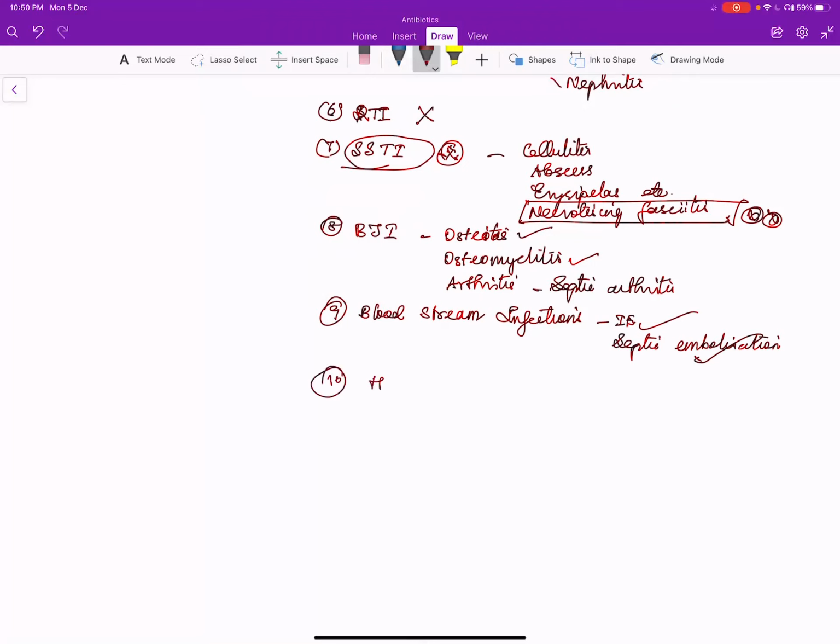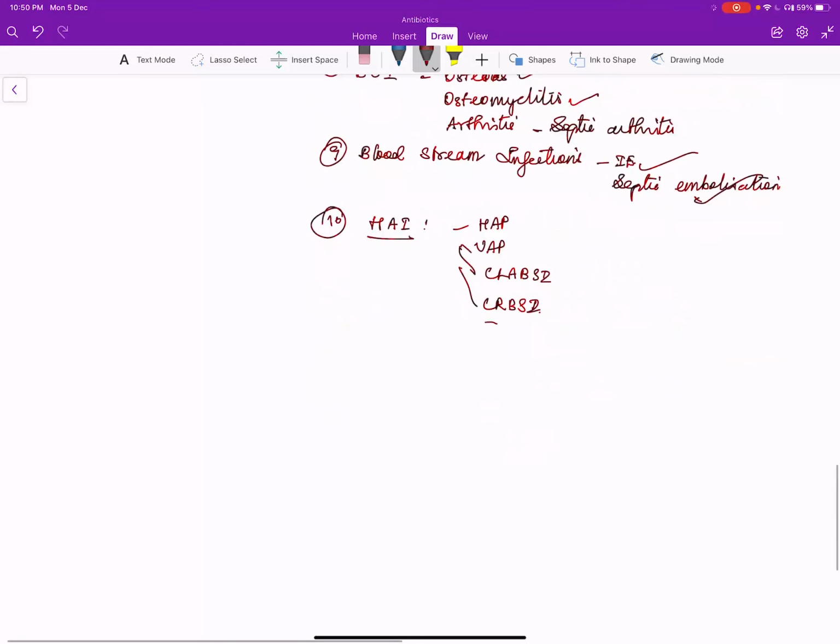And the last category is HAI, healthcare associated infection. You can label anything: ventilator associated pneumonia, healthcare associated pneumonia, CLABSI, CRBSI. CRBSI is catheter related bloodstream infection. Any catheter we have put can be infected. CLABSI is central line associated bloodstream infection. So it can come under bloodstream infection also, but mostly this is an iatrogenic or hospital acquired infection.